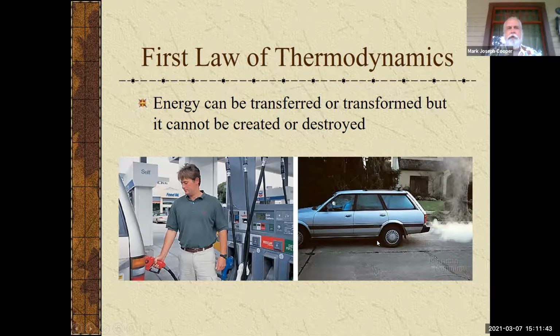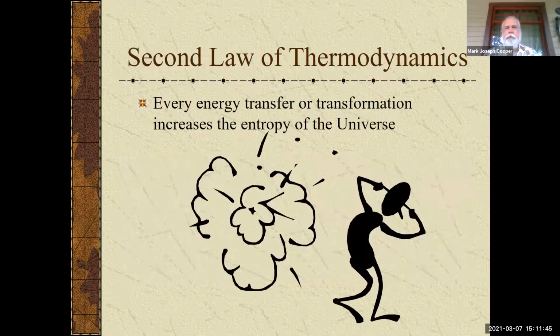All right, let's move on to the second law of thermodynamics. It is that every energy transfer or transformation increases the entropy of the universe. Entropy is another word for disorder. So every time we transfer energy, it becomes a little bit more disorganized. And some of that energy then is released as unusable energy in the form of heat.